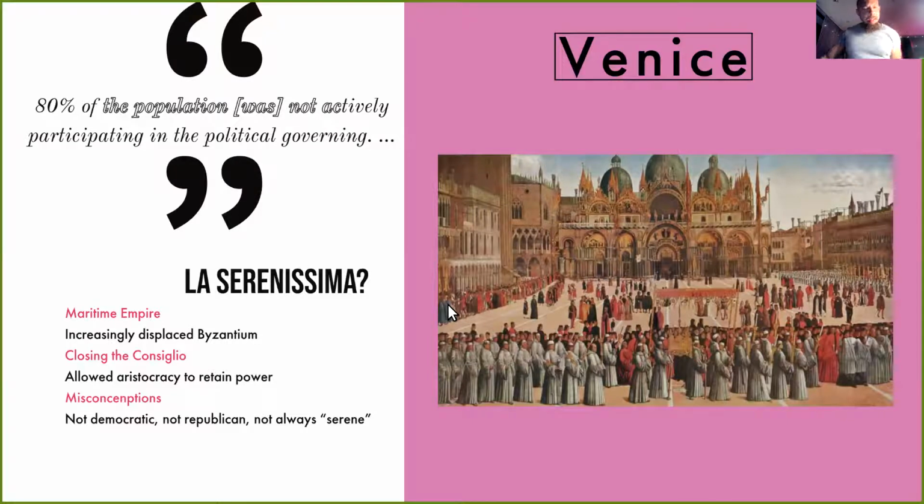The background, I guess, is one should mention that Venice was a maritime empire that increasingly displaced the dying Byzantine Empire and took over many of its trade routes. And this is how Venice initially came to wealth and influence. In 1292, there was a closing of the Concilio, which prevented any new families and individuals from entering the governing council led by the Doge.